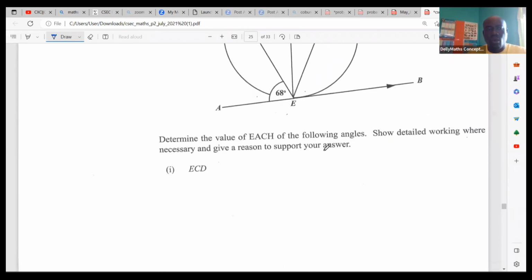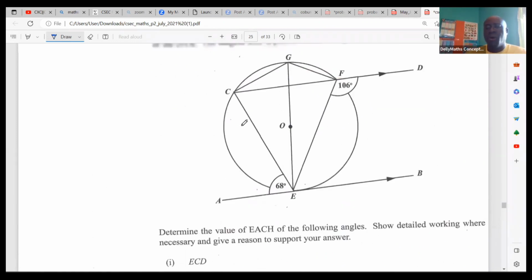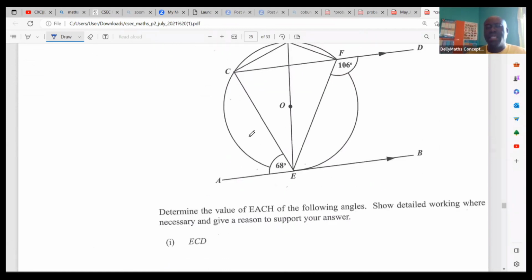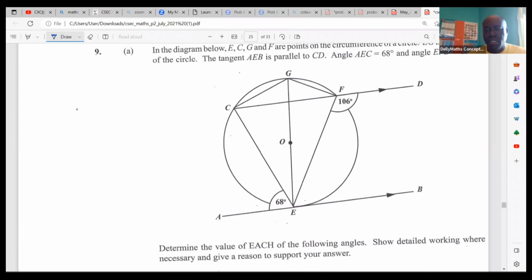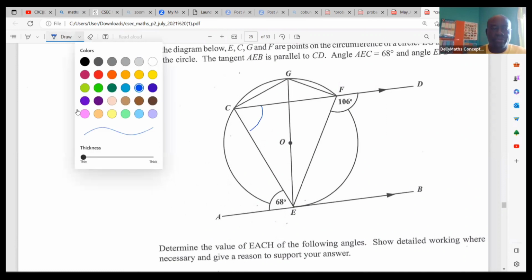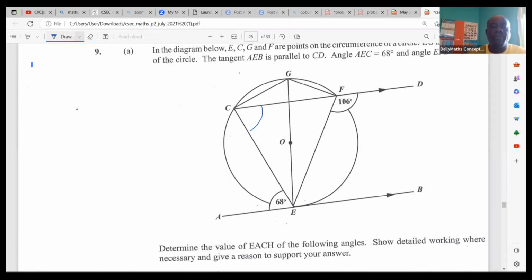First one, we want to calculate the angle ECD. What we want to do is to always highlight the angle. So it's ECD, and we're going to mark the angle ECD. ECD is this angle right here. It's always good to mark the angle when you're going forward. Now, we want to find that angle.